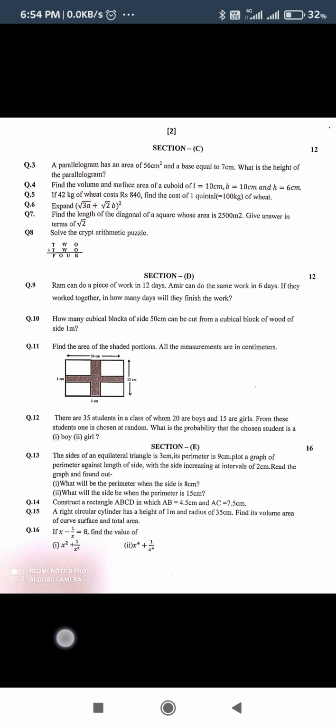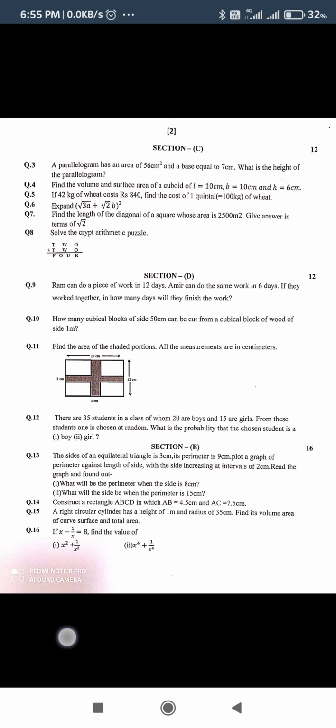Okay, question number 12 is: there are 35 students in a class, where 20 are boys and 15 are girls. From these students, one is chosen at random. What is the probability that the chosen student is a boy or a girl? So this question is basically based on probability. So we have to find the probability of the chosen student being a boy and a girl.